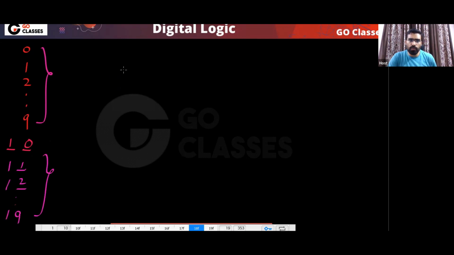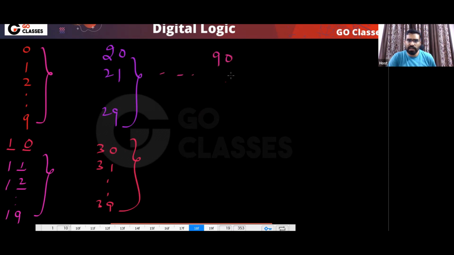If I want to count more, I will change this symbol, and then I will go from here to 29. If I want to count more, I will change this symbol again, and then go from here to here. Like this I will go. Very simple.